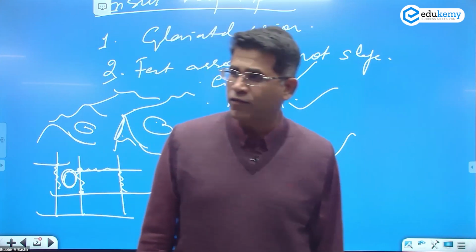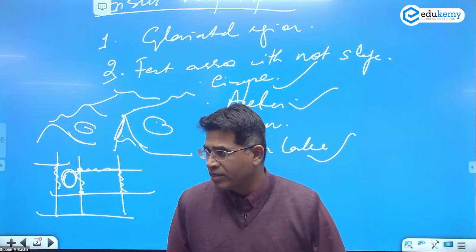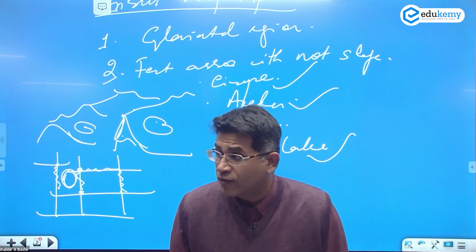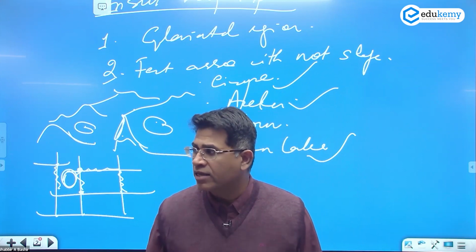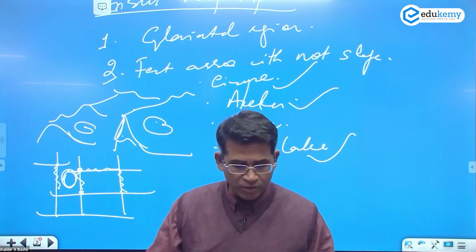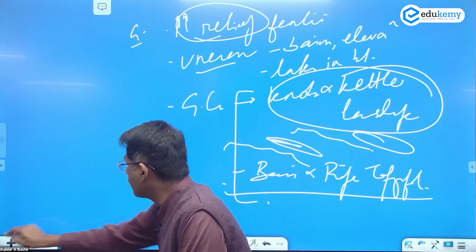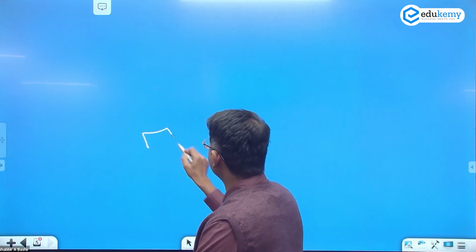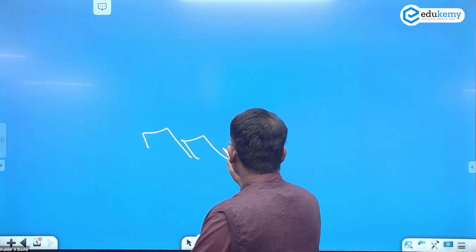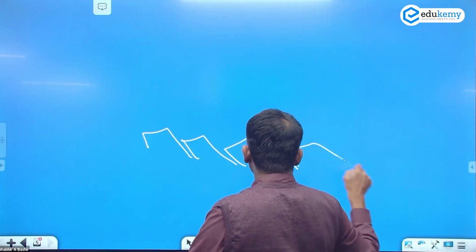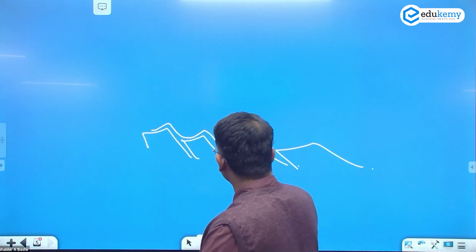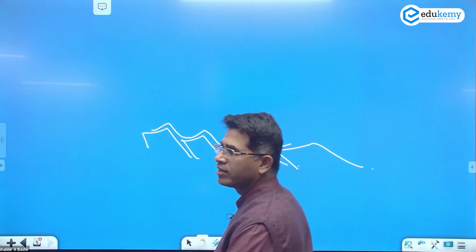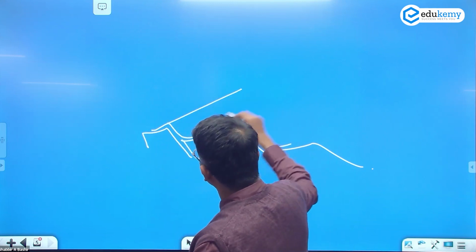Basin and ridge topography comes in many kinds. Basin ridge can be because of faulting also. For example, in the western US you have basin and range, and there it is because of rifting. So imagine this, you have this, faulting has happened. So this is ridge basin topography. There are many such features.